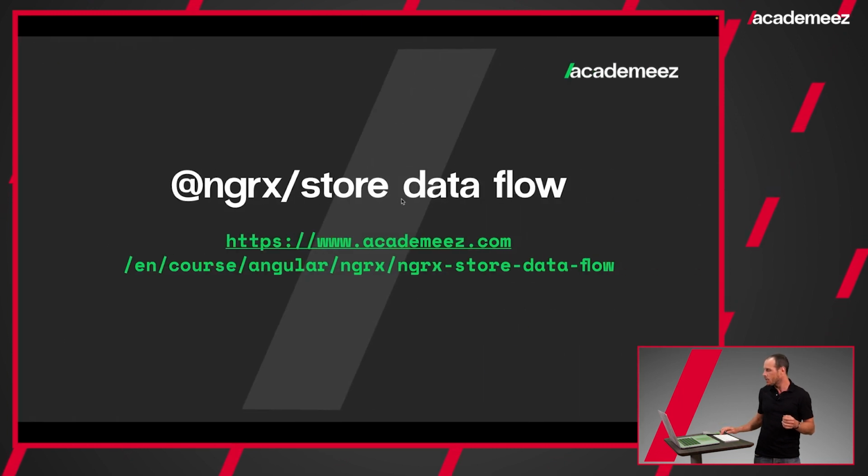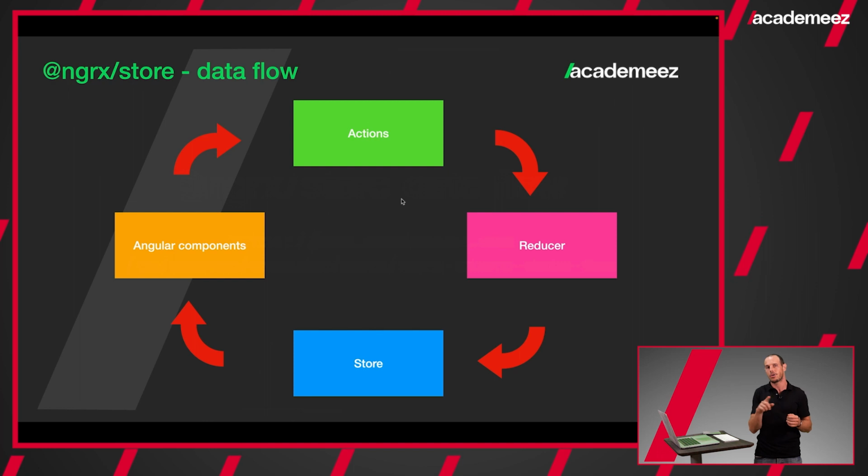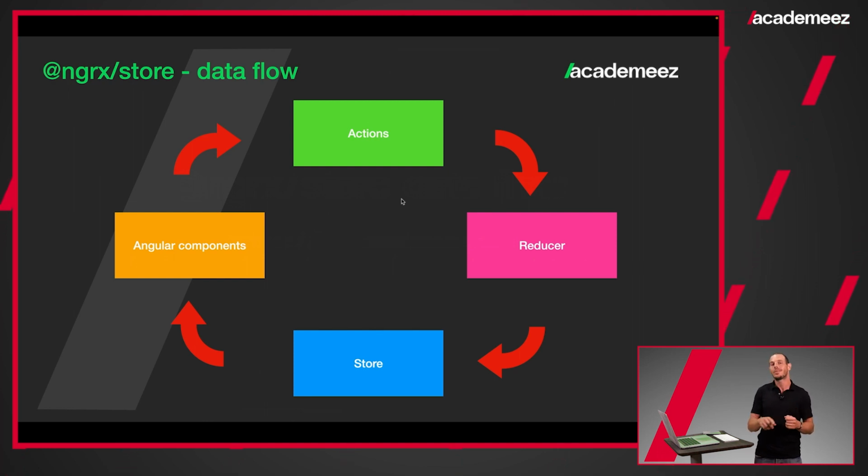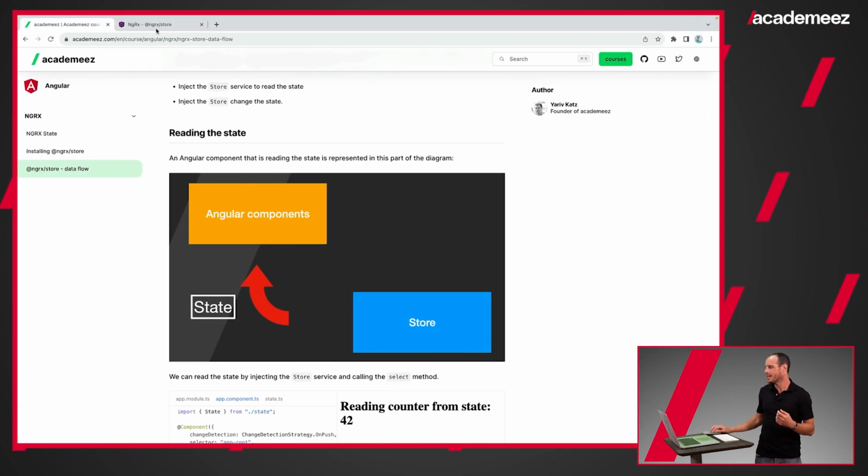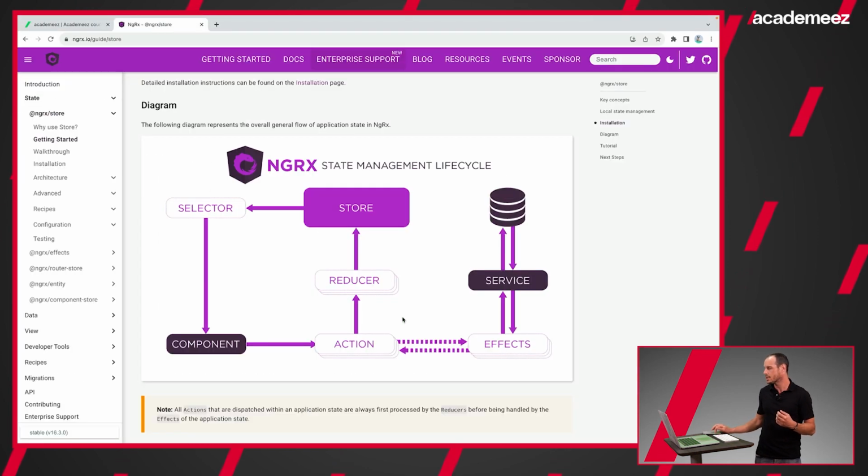And in today's lesson, we're going to focus on the data flow diagram of an ngrx store in an Angular application, about the diagram of data flow between the store and your Angular components. There is a similar diagram in the ngrx documentation. It looks something like this. What we are doing in this lesson is simplifying this diagram, focusing only on the store, the reducer, the action, and our Angular components. The rest, we are going to focus on in future lessons.